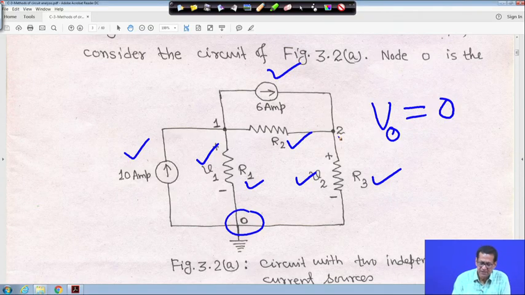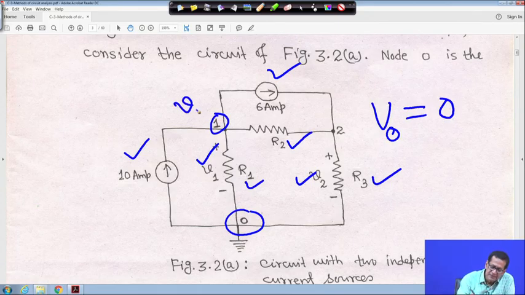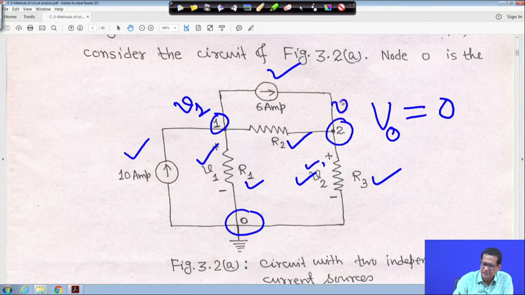This voltage V1 is given. In nodal analysis, V1 means this is node 1, that means this node voltage is V1. Similarly, this voltage is V2, that means this node voltage is V2, with respect to the reference node.